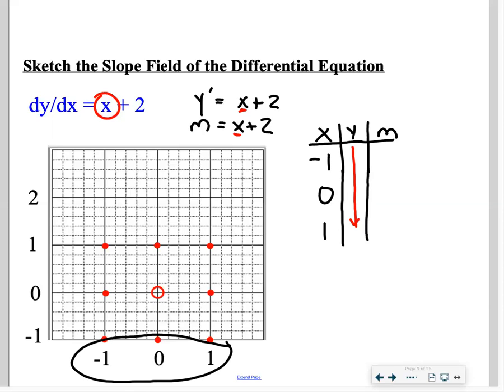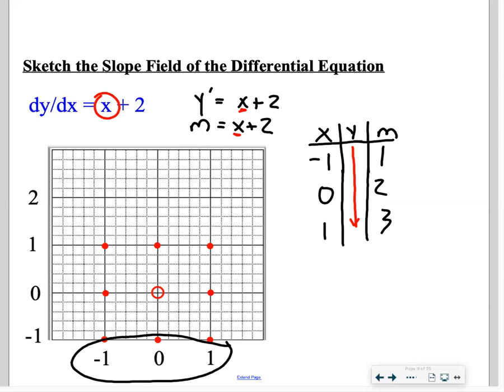So basically you take each one of these, plug it back into the equation. -1 plus 2 is a +1. 0 plus 2 is 2. 1 plus 2 is 3. Okay, so these are the slopes at those points. So the way to make this slope field is you go to these points on the x-axis, wherever x is -1, my slope is 1.